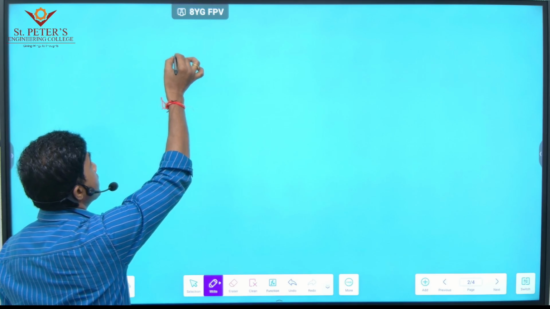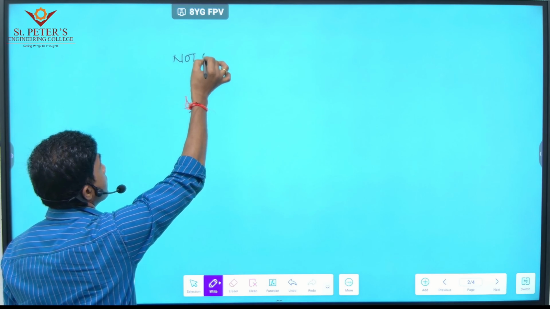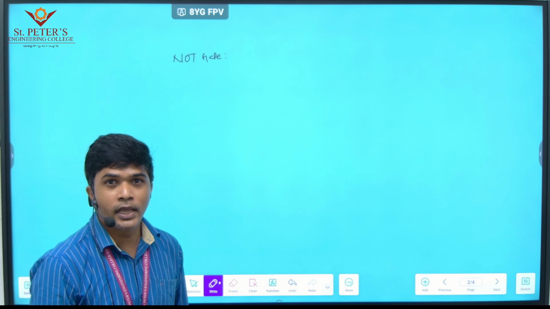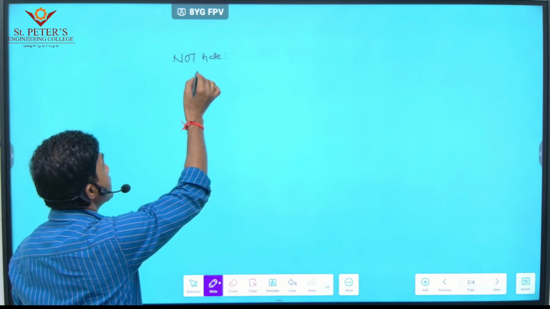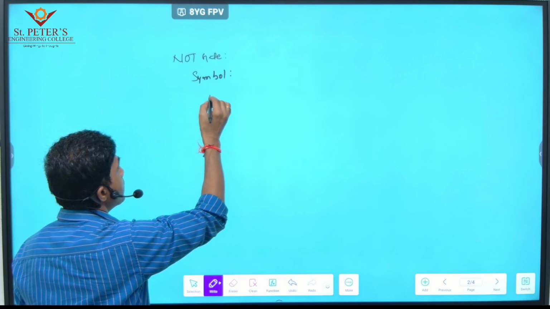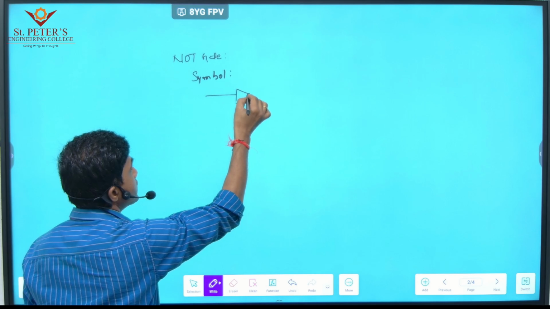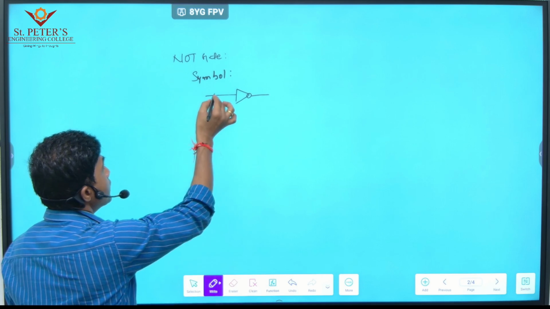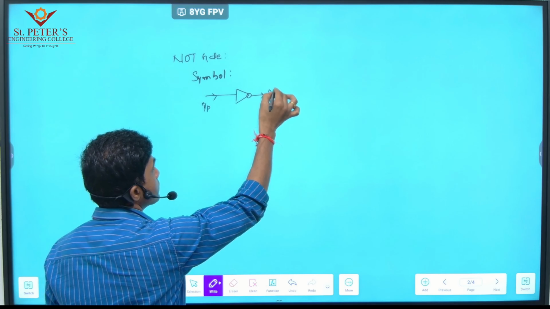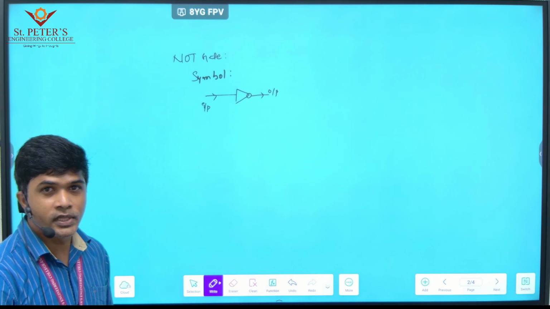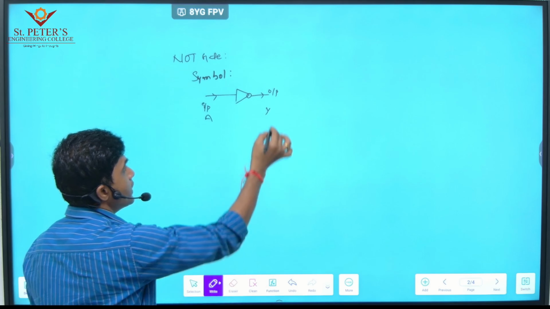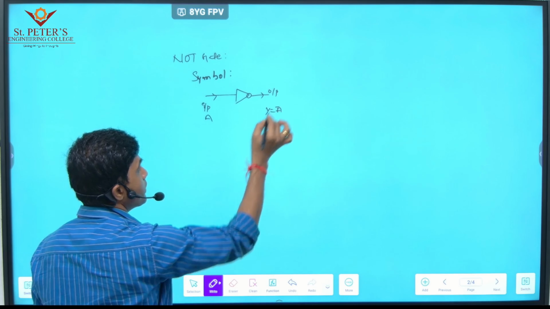First one is NOT gate. NOT gate is a single input and single output gate. Let us see the symbol for the NOT gate. This is the symbol of NOT gate. Here it comes input and here it is output. Let us denote the input and output with some variables. Input is A and output is Y. Here Y is equal to A bar.